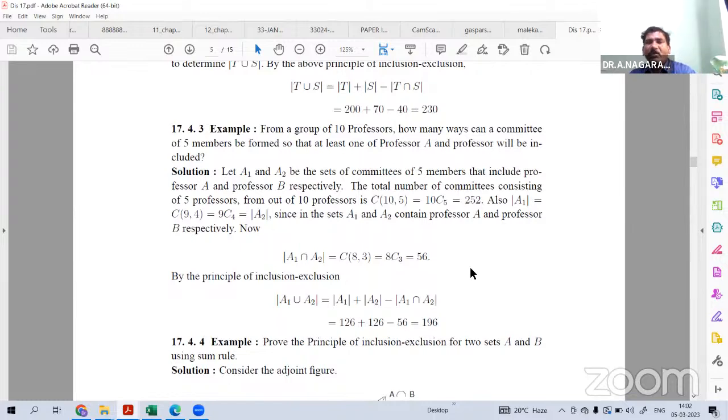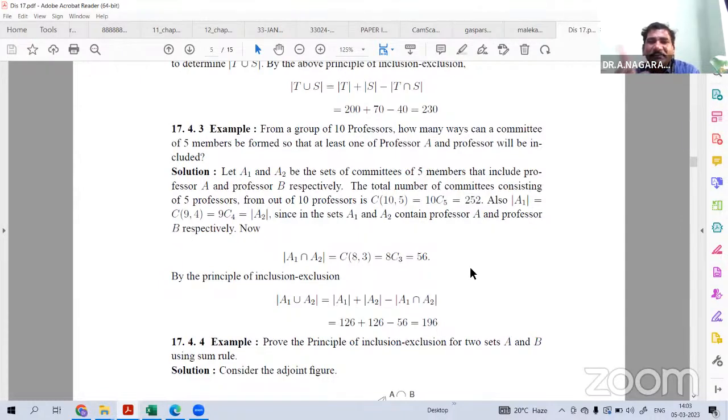Now, out of 10, one professor has already gone through it. How many professors do we have? 9 professors. Next, out of the 5 professors, one professor is taken, so we need 4 more professors. So here it contains 9C4. So the second set contains 9C4.